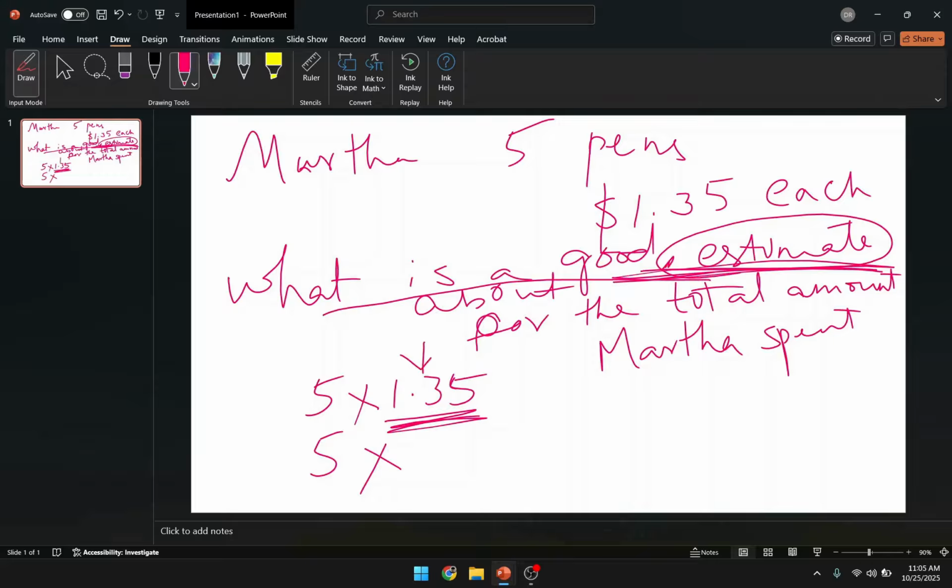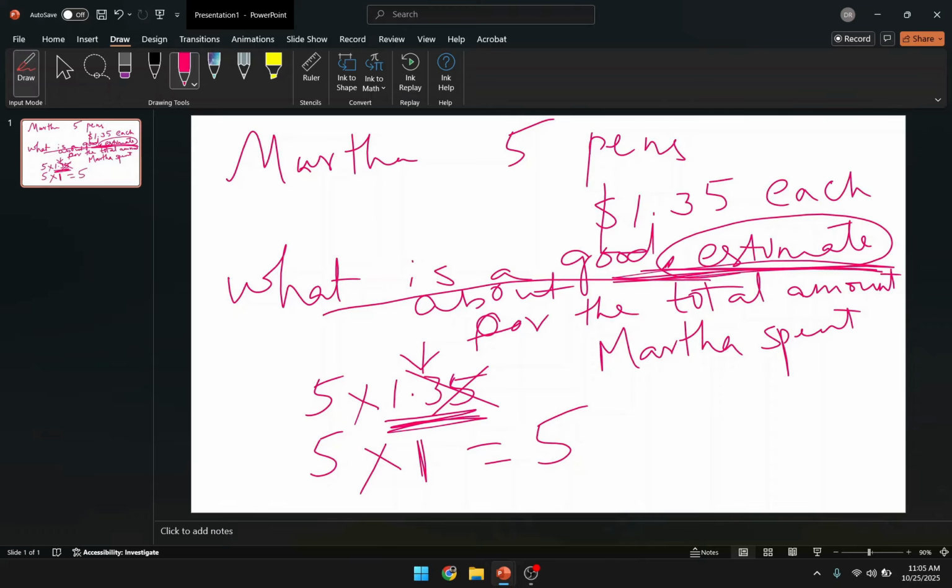So let's look at 3. 3 is less than 5. Cross it off, that's 1. My estimate is 5, right? So I would say it would be $5.